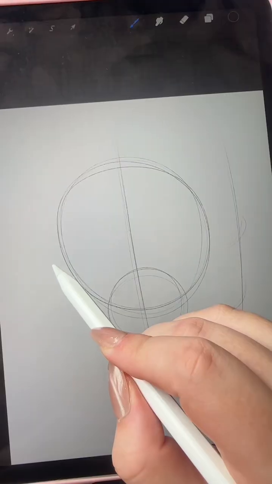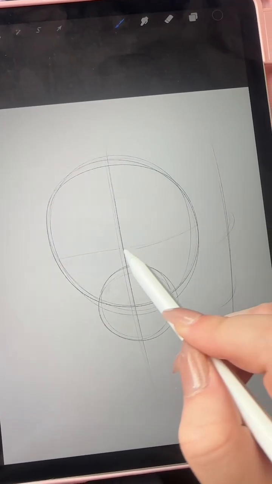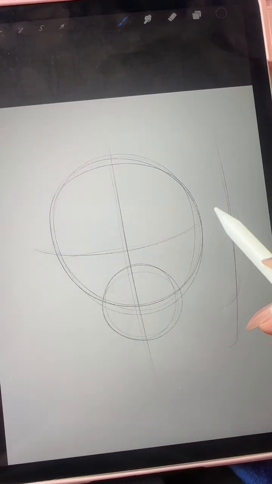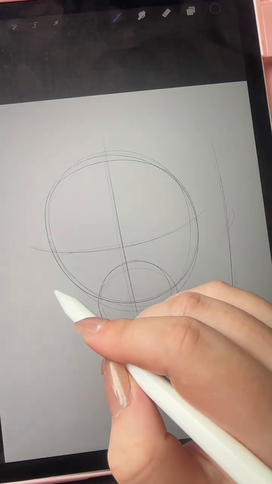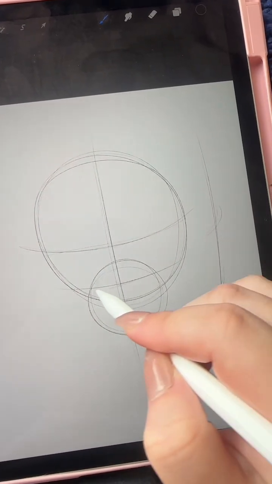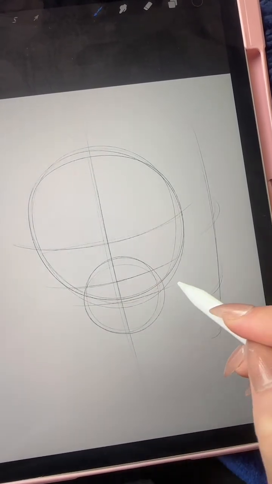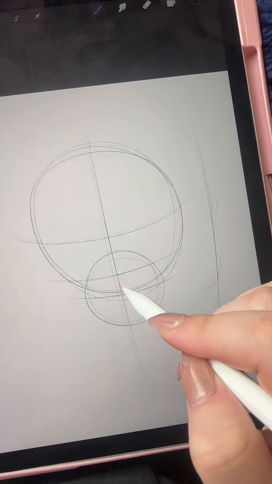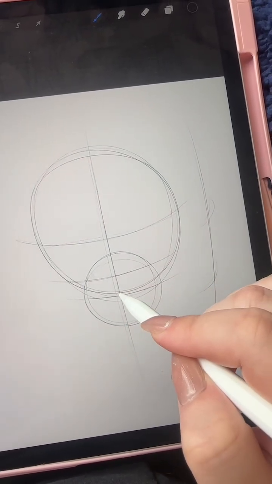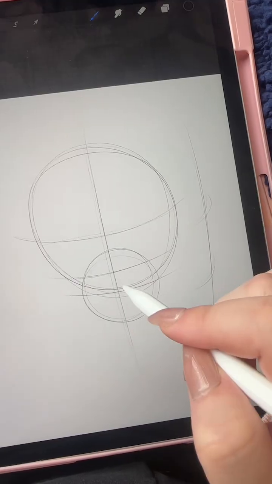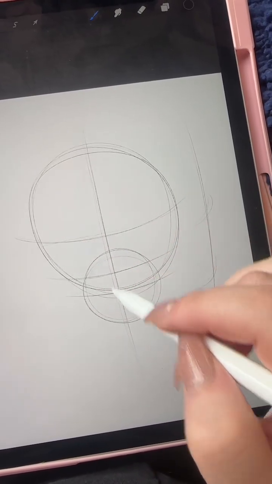So I would kind of sketch out where the eyes would be, still circling it a little bit down, the edge of the nose, then where the mouth is right here, where it's usually where these circles meet in the middle, right? The middle of the small circle and the very bottom of this big circle.